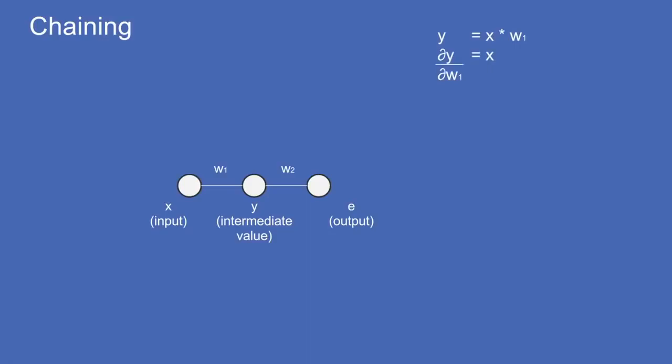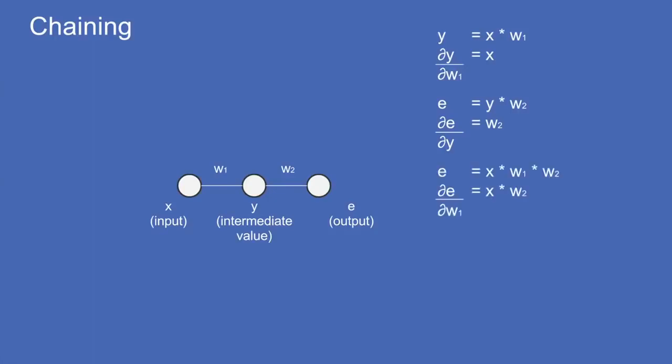So if we change w1 a little bit, we just take the derivative of y with respect to w1, and we get x. The slope is x. If I change w1 by a little bit, then y will change by x times the size of that adjustment. Similarly, for the next step, we can see that e is just the value y times the weight w2. And so when we calculate dE/dy, it's just w2.